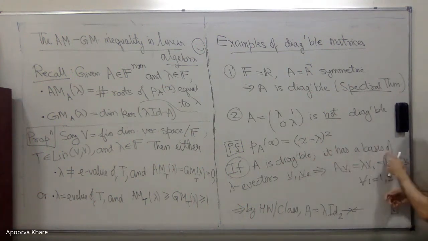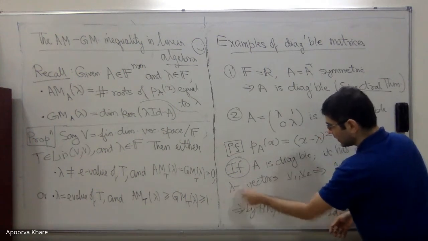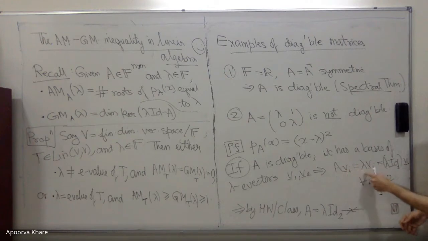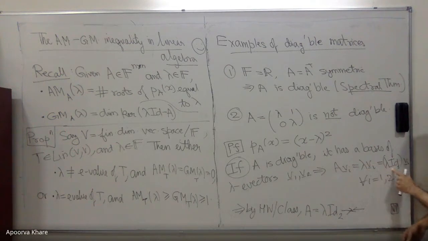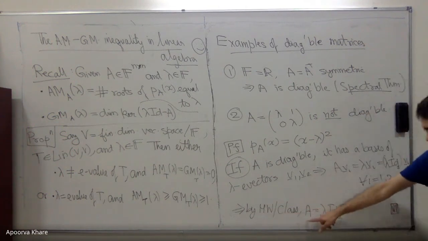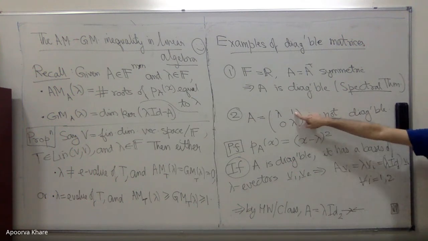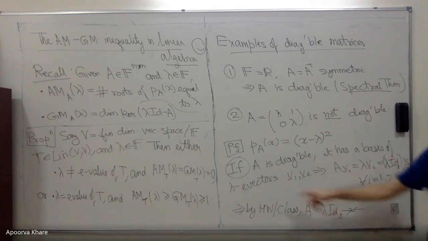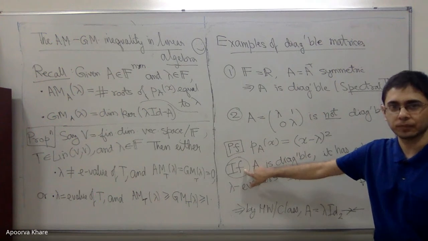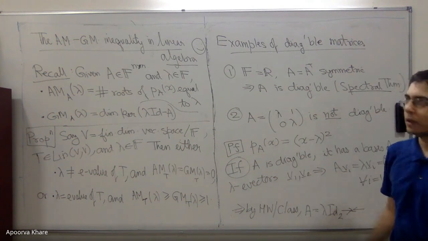So if A was diagonalizable, it would have a basis of eigenvectors for lambda and lambda, which means that A v1 equals lambda v1 and A v2 equals lambda v2. But we also know that lambda times the identity matrix acts on these basis vectors in exactly the same way. So A and lambda identity are two matrices which act on this basis of eigenvectors in the same way. So by a homework or class problem, A must be equal to lambda times identity, but of course it isn't. This off-diagonal entry is non-zero. That's a contradiction to the assumption that A was diagonalizable. Therefore, A isn't. Okay, so that was where we stopped.